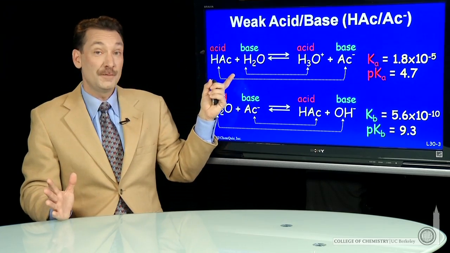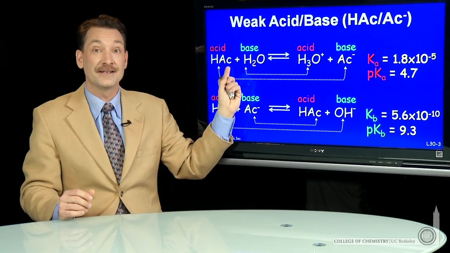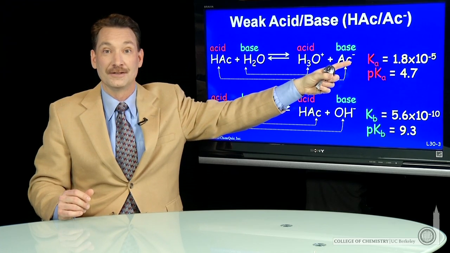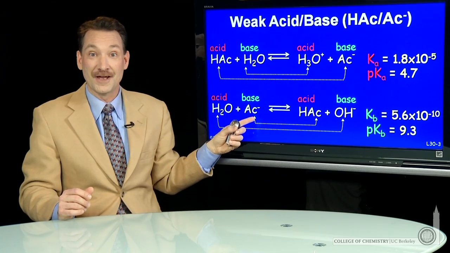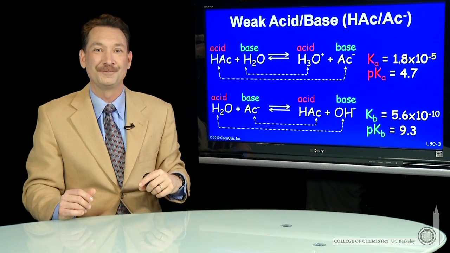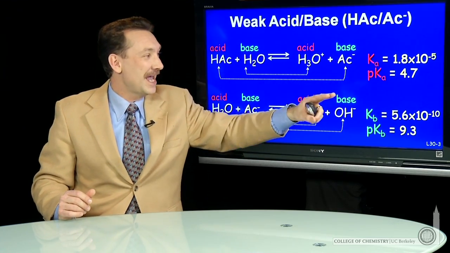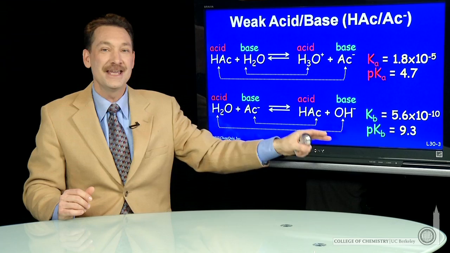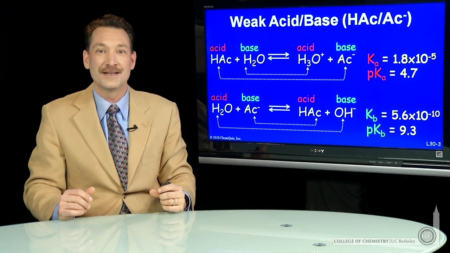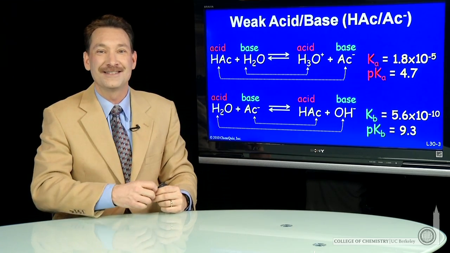And that should be obvious because the stronger the acid, the more this equilibrium lies towards AC minus in solution. So AC minus should be favored in solution. That means this equilibrium constant must be small. So that's how Ka, pKa, Kb, and pKb, the acid and base dissociation constants, are related for weak acids and weak bases.